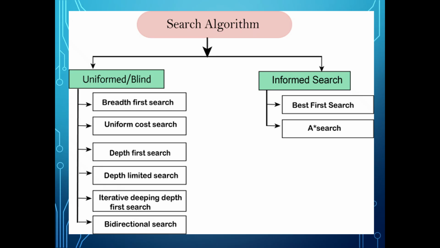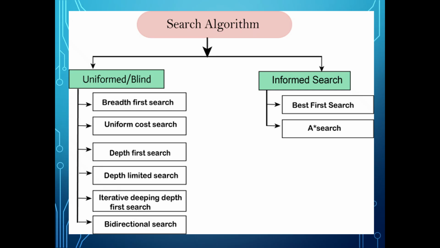Uniform cost search. It picks the lowest cost path. Depth first search. It goes deep into one branch. Depth limited search. It is a DFS with a depth limit. Iterative deepening DFS. Repeated DFS with increasing depth. Bidirectional search. It searches from start and goal simultaneously.